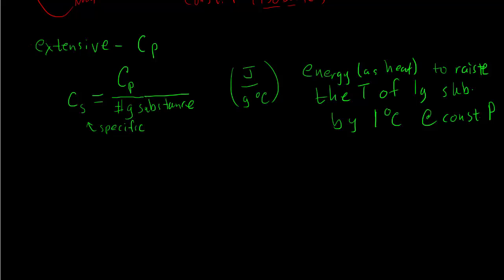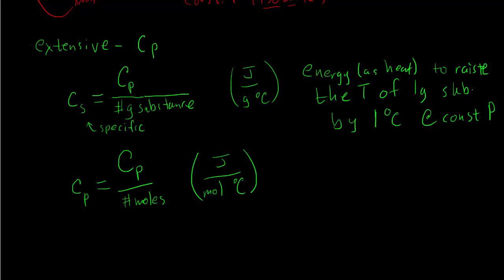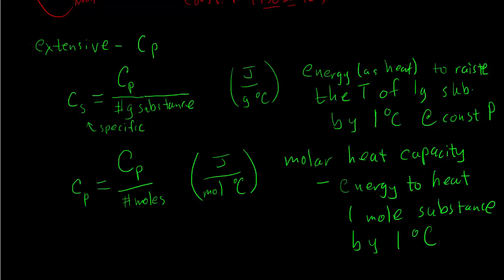We can create another heat capacity, and this one is given a lowercase c sub p, and it's just capital C sub p divided by the number of moles of substance that we have. And so this will have units of joules per mole per degree Celsius. This is called the molar heat capacity, and it's just the energy required to heat 1 mole of substance by 1 degree Celsius. Okay? So 2 different intensive heat capacities: the specific heat capacity, the top one, c sub s, and the molar heat capacity, lowercase c sub p.